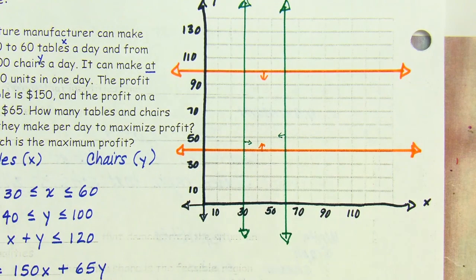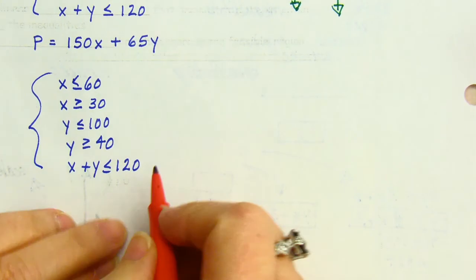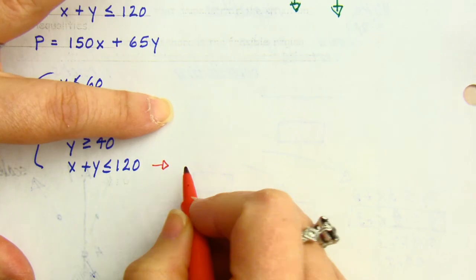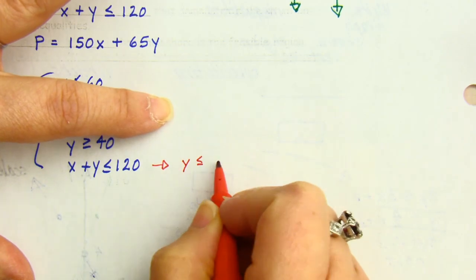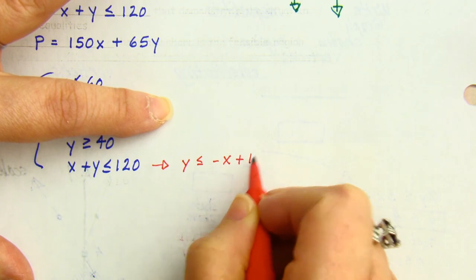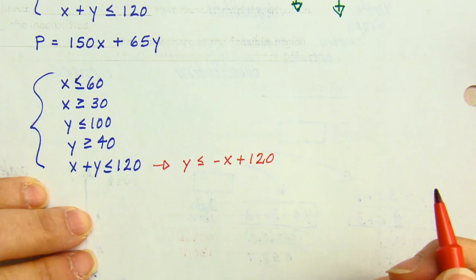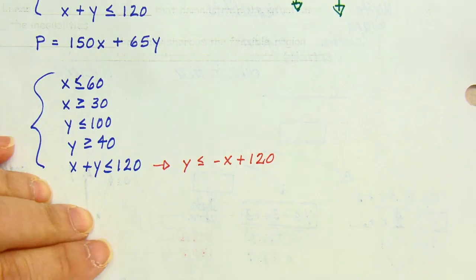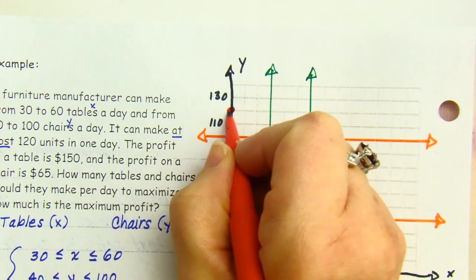Okay, so far it's looking like we are shading inside that rectangle, but we have one more line to draw, and that's the bottom one. It's not in y equals form, so we have to convert it. So this is y is less than or equal to negative x plus 120. Okay, so 120 is my y-intercept. I'm going to put a dot up here at 120. Here's 110, here's 120.